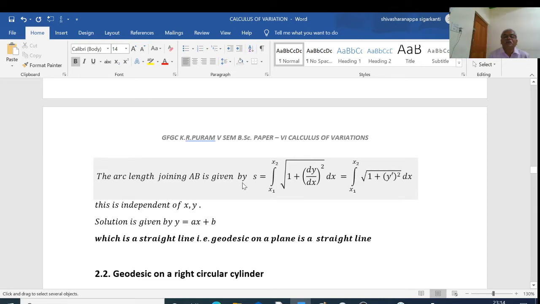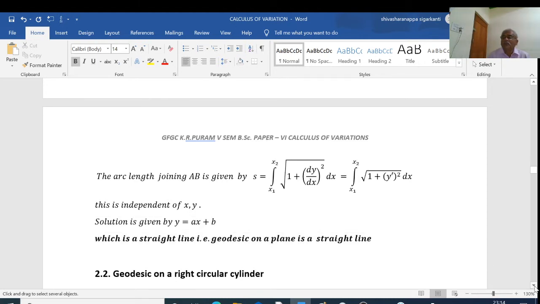We have to maximize or minimize this functional. Here in this case we have to minimize this functional. We can observe that this f is independent of both x and y. If it is independent of both x and y, then directly we can write the solution, that is y equal to ax plus b, which is nothing but a straight line. That is, geodesic on a plane is nothing but a straight line.